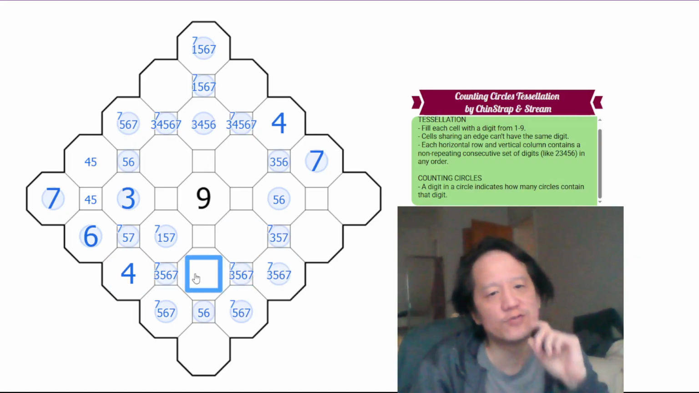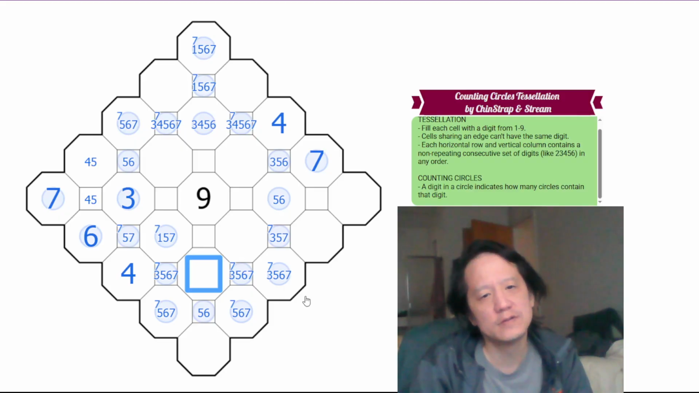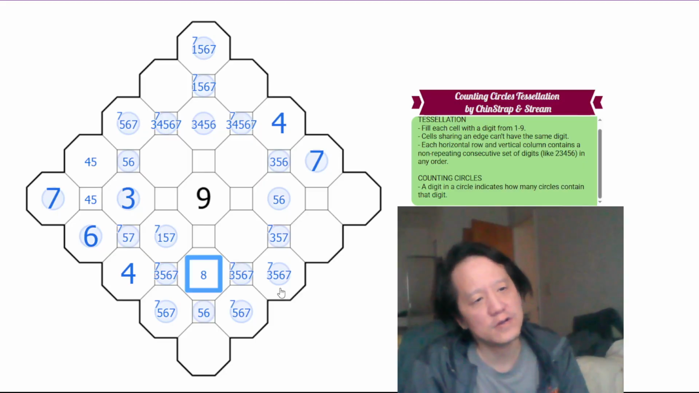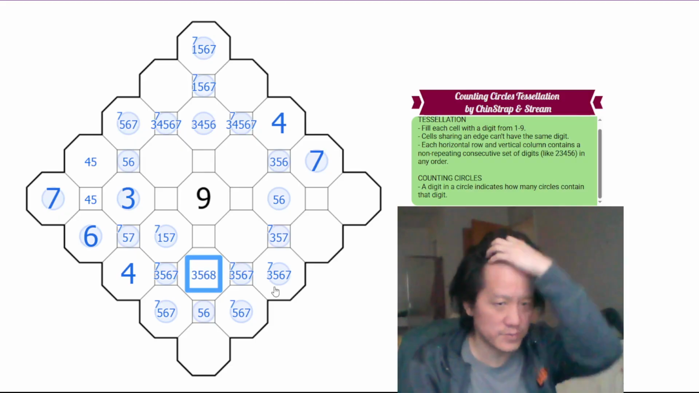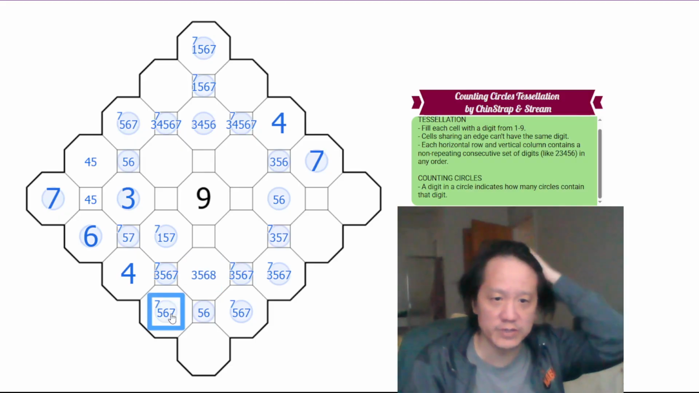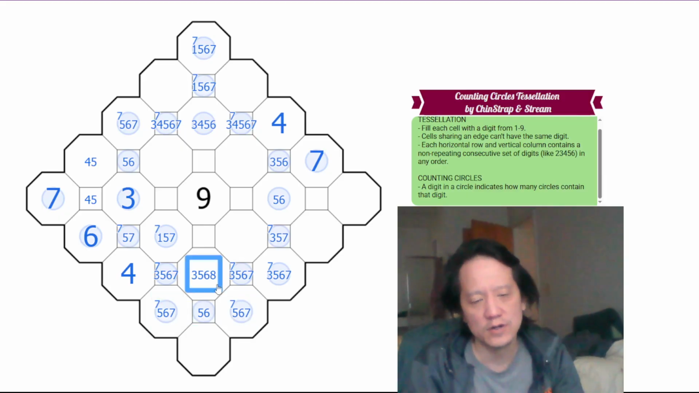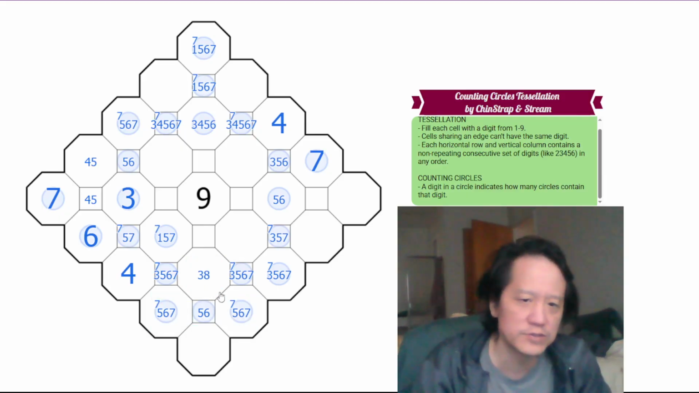This must be 3, 4, 5, 6, 7. Actually, does it? It could technically be an 8 here. Or it's 3, 4, 3, 5, 6. It's possible. Actually, this can't be 5 or 6 because of the 5, 6, 7 triplet here, which shares an edge with this cell, so this is 3 or 8.